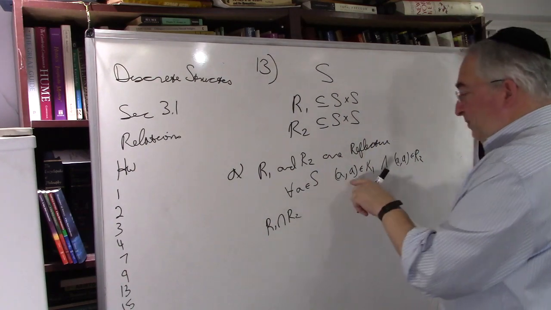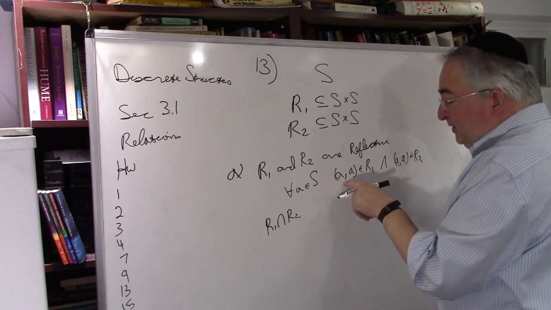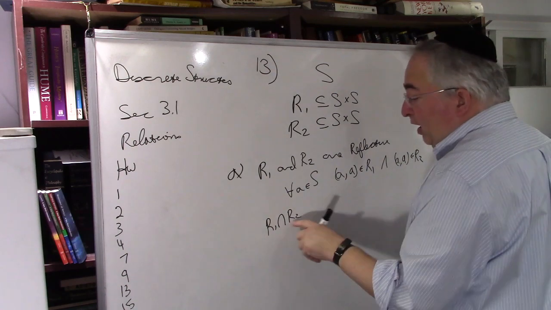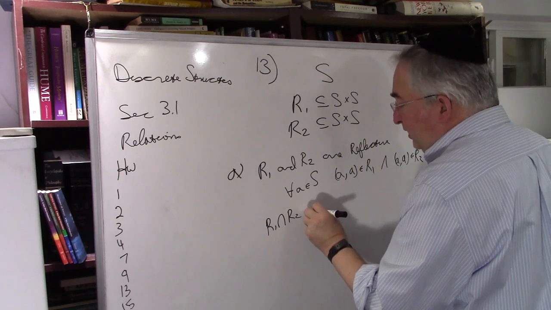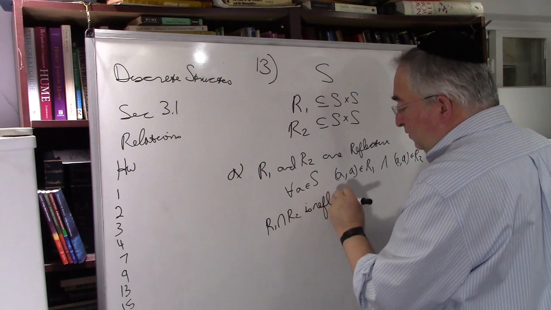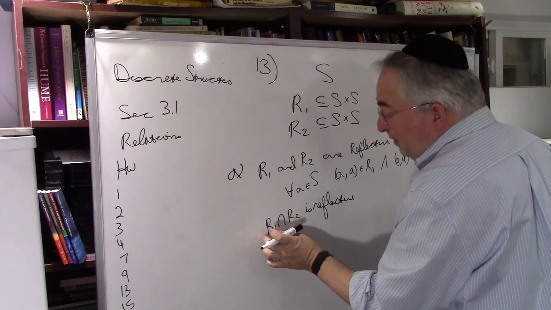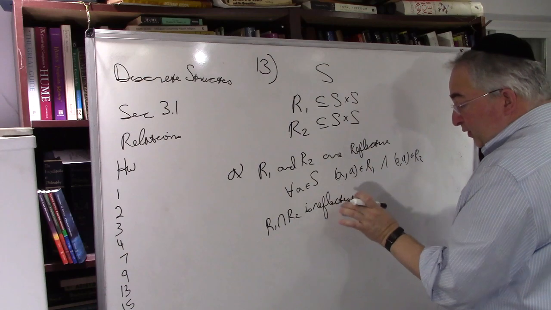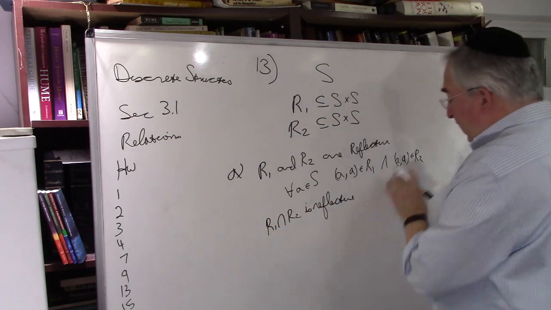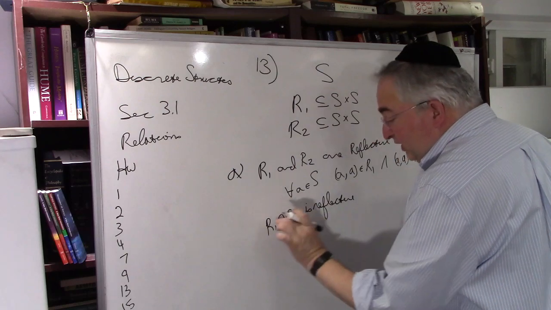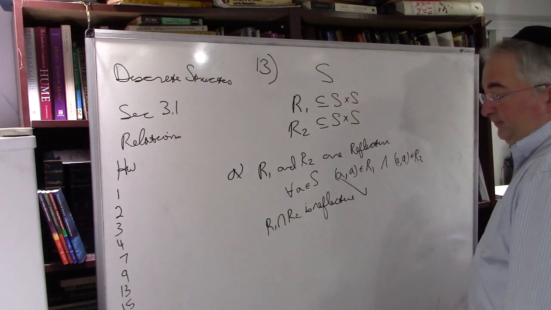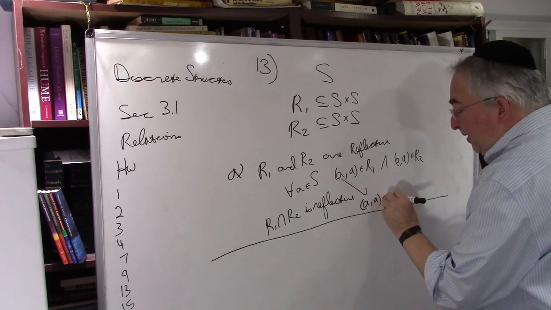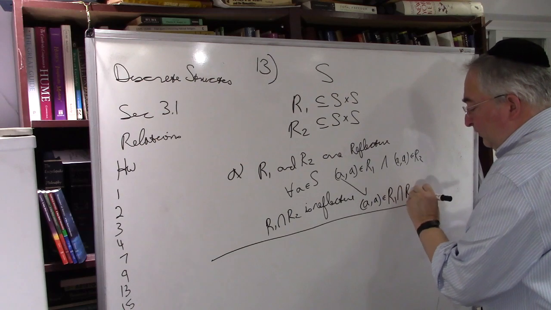Okay, so what does it mean to be reflexive? That means every element is related to itself in R1, and every element is related to itself in R2. Question: is R1 intersect R2 reflexive? That means, are all the ordered pairs that are in both R1 and R2 there? Well, if you look at all the ordered pairs, AA is in here and AA is in there, therefore it's in the intersection, therefore it's reflexive. Yes, it is. So AA is a member of R1 intersect R2.